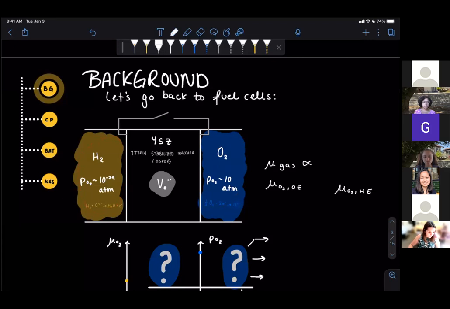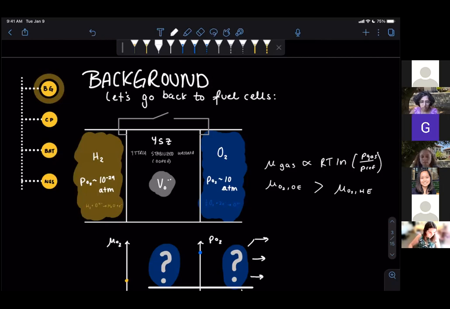We know from our defects classes, from our thermodynamics classes, that the chemical potential of a given gas will scale, very generally, with RT, gas constant times absolute temperature, times the natural log of the partial pressure of some gas, which I'll just leave as gas for now, over some reference pressure. If we take that into account, that is the relationship we expect, then we know that the chemical potential in the oxygen electrode is going to be greater than the chemical potential of oxygen in the hydrogen electrode.